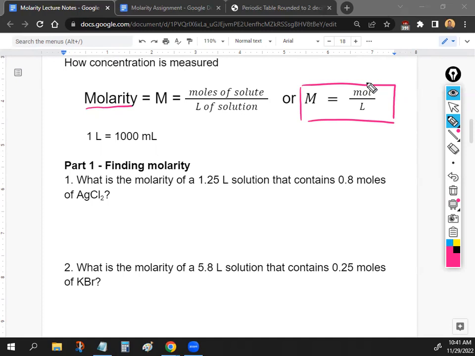It's all good. Okay, so if you guys look at it, you could see the top is talking about the amount of solute. Okay. And the thing on the bottom is talking about the volume, the 2 things that we talked about. Okay, moles tells you how much solute there is. The liters tell you the volume. Okay.